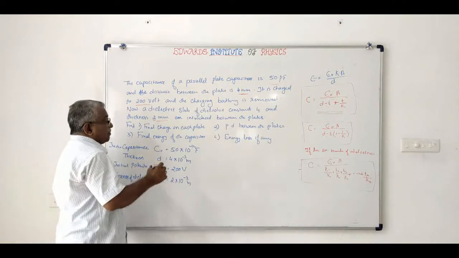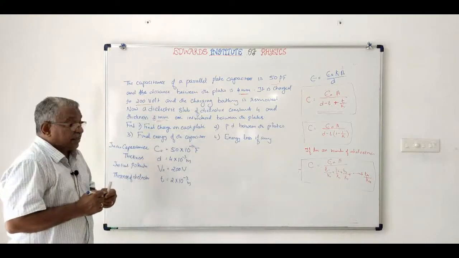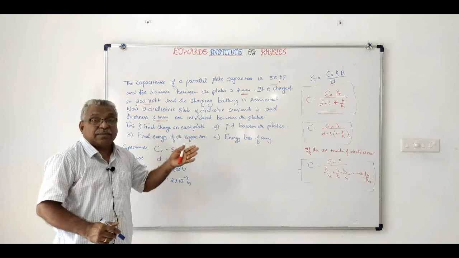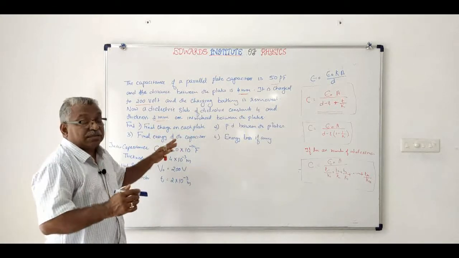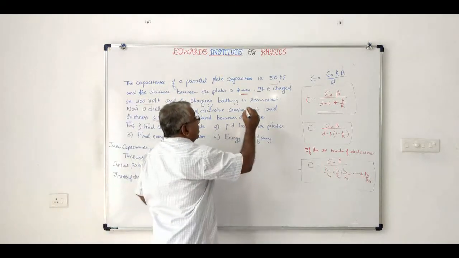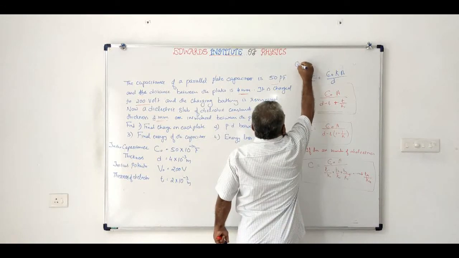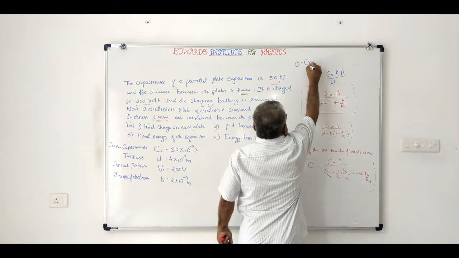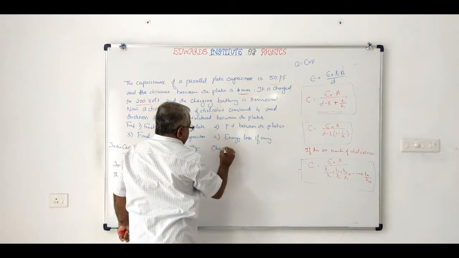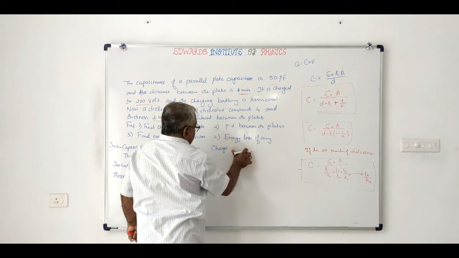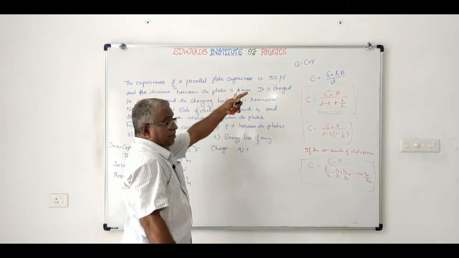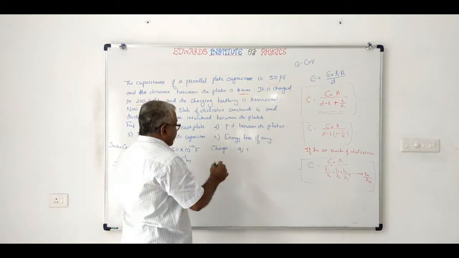Now, let us find out the charge. See, the charge won't change when you introduce a dielectric. So, let us find out the charge in the capacitor when it was initially charged. We have the formula Q is equal to C into V. I am taking small q here, no matter. I will be using capital Q and small q, there is no difference between them.